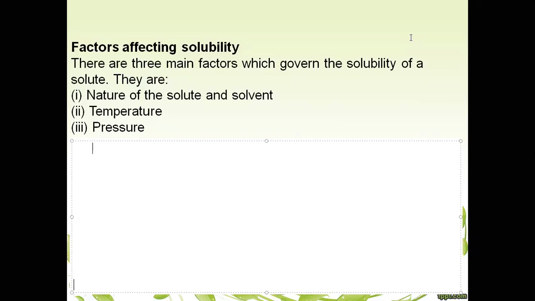So this is the effect of pressure. So these are the factors affecting solubility. There are three factors: the nature of a solute and solvent, effect of temperature, and effect of pressure. Any doubt, ask me and clarify that doubt. And I believe that all of you follow the class and write down the observation note and the class note. Thank you, students.